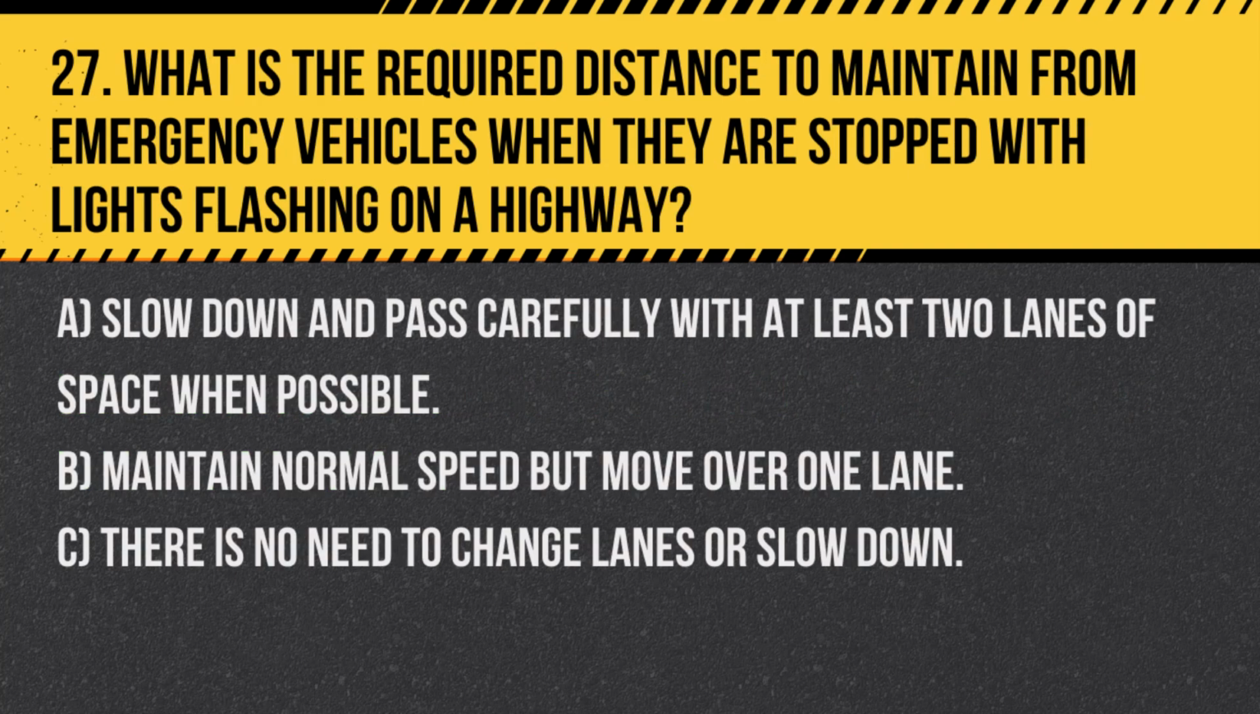Question 27. What is the required distance to maintain from emergency vehicles when they are stopped with lights flashing on a highway? A. Slow down and pass carefully with at least 2 lanes of space when possible. B. Maintain normal speed but move over 1 lane. C. There is no need to change lanes or slow down. Answer. A. Slow down and pass carefully with at least 2 lanes of space when possible. This practice, known as the move over law, enhances safety for emergency responders.